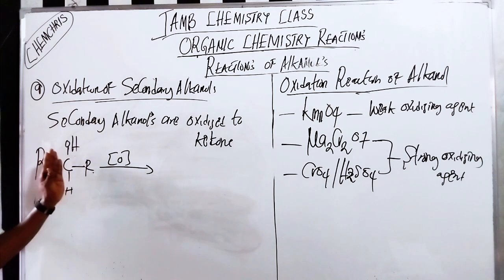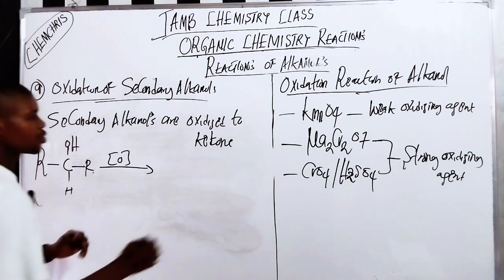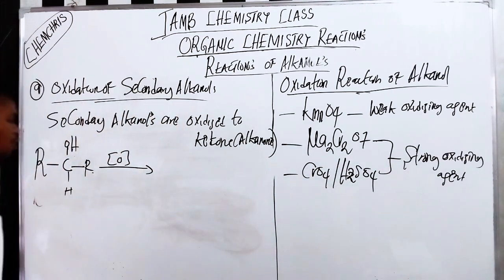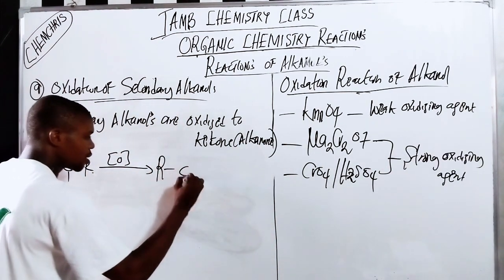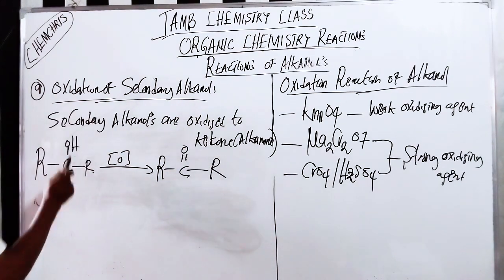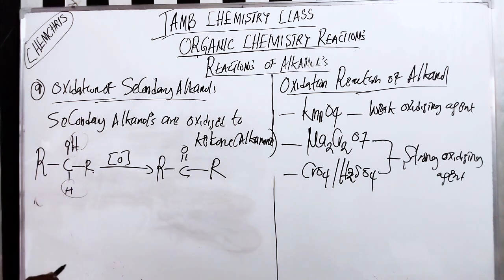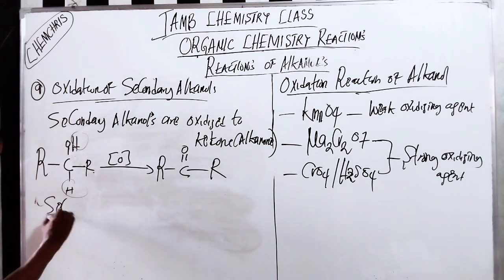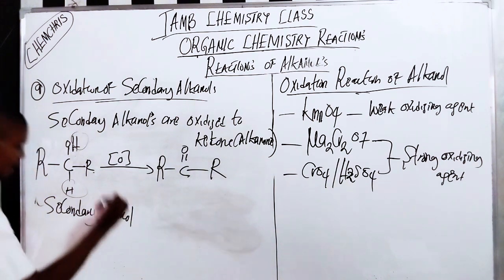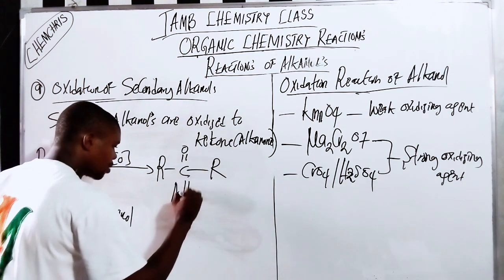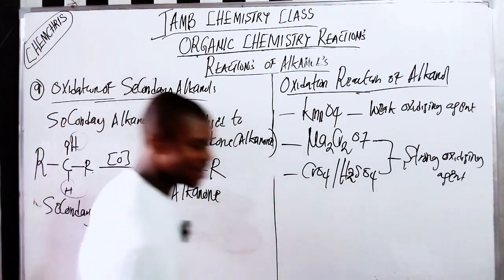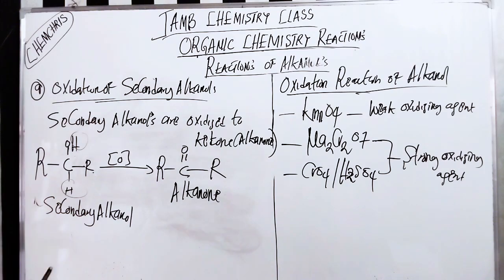So when you oxidize secondary alcohol, you're going to get ketone. Ketone or alkanone. Yes, alkanone. So it's going to be R-C-R. That is it. Now what does it mean? It means that it removes these two hydrogens. Do you understand? So here we have secondary alkanol, here we have alkanol, here we have alkanol. Very important. So now let's take a good example.